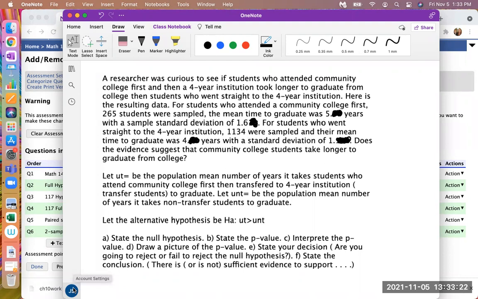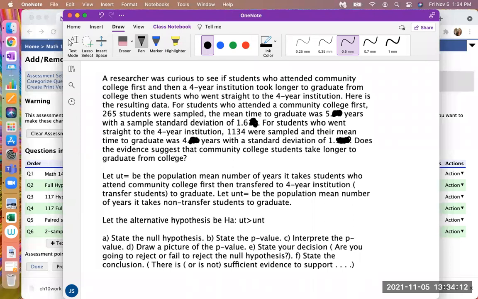Whenever they say average or mean, and here I can tell it's a mean because they say that the mean time to graduate was 5 years for the community college students. And then the mean for the straight to the 4-year institution was 4. And then, does it take longer to graduate from college? So how are we going to see if something's longer? Well, we're not going to use the proportion. They'd have to come out and say, hey, the proportion of these people is larger than those people. But they're not doing that in this case.